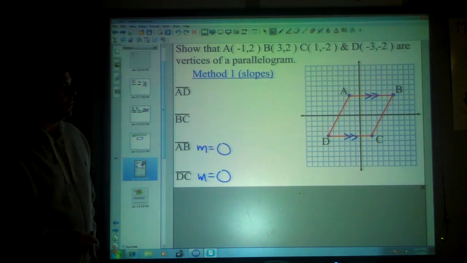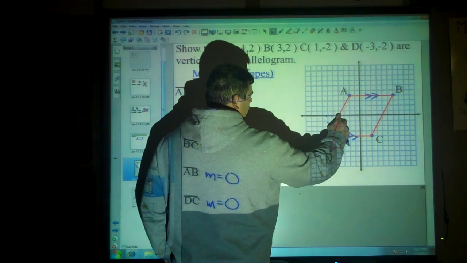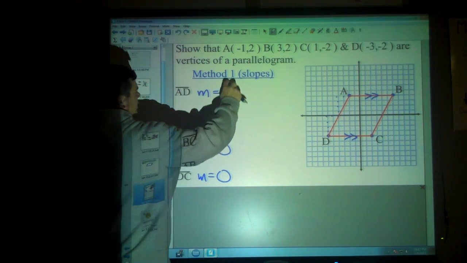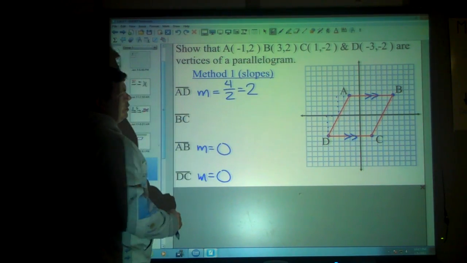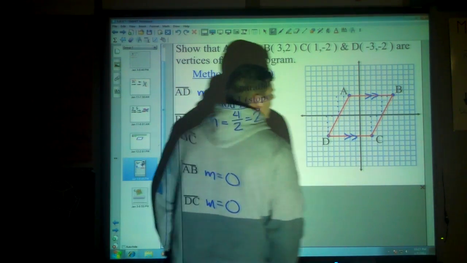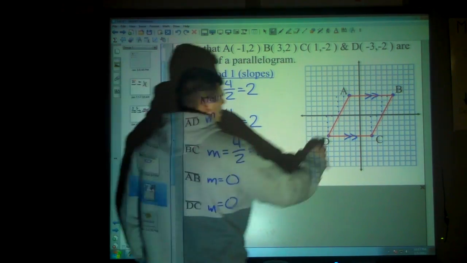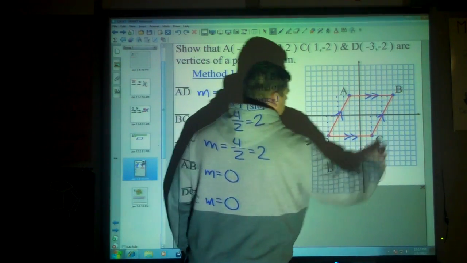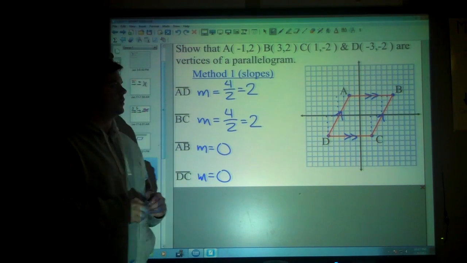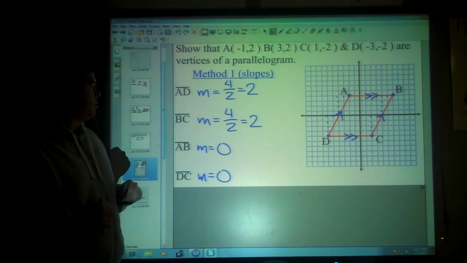We also know that we can find the slope for these other lines. Rise over run. 1, 2, 3, 4, 1, 2. Looks to me like the slope from A to D is 4 over 2, which is 2. And on here, 1, 2, 3, 4, 1, 2. It has the same slope, 4 over 2, which is 2. And now I know that this side is parallel to this side, which fits our description of all parallelograms. We'll have opposite sides that are parallel to each other. So we've now proven with one method that you can in fact say that is a parallelogram.